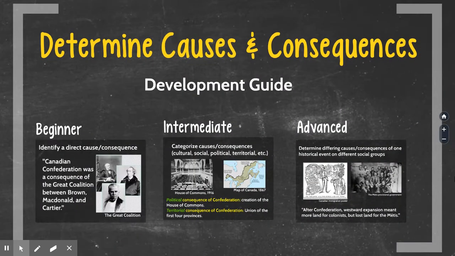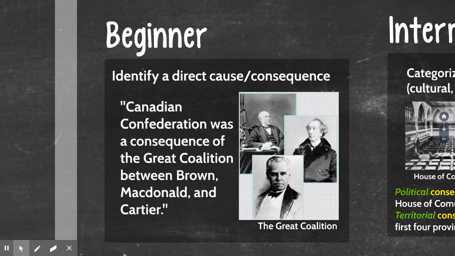So here is a development guide for the causes and consequence IO. So we have a beginner, intermediate, and advanced example of each, and we're using Canadian Confederation as the case study. So if we zoom in on the beginner aspect of this question, it'll just, again, ask you for a cause or consequence. So in this case, a document might be the Great Coalition, and students will give you an answer such as Canadian Confederation was a consequence of the Great Coalition between Brown, Macdonald, and Cartier. So it's really just A leads to B type of scenario.